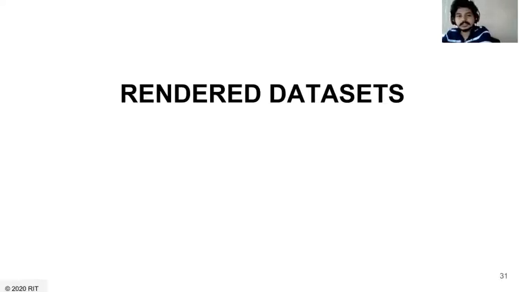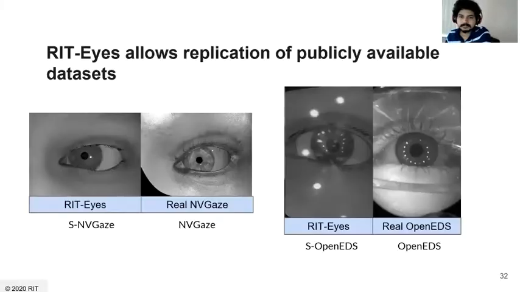Let's move on to the datasets that were rendered using RIT-Eyes. Using RIT-Eyes, you can render images similar to images from publicly available datasets like NVGaze and OpenEDS. S denotes the synthetic version of the datasets rendered using RIT-Eyes. The first one was S-NVGaze, which mimics the camera properties of NVGaze. And the second was S-OpenEDS, which mimics the camera properties of OpenEDS.